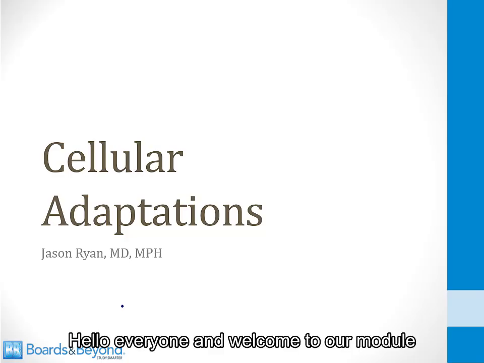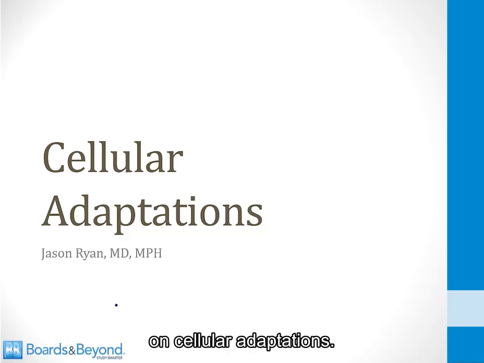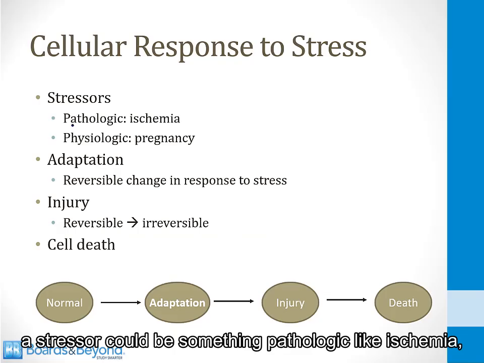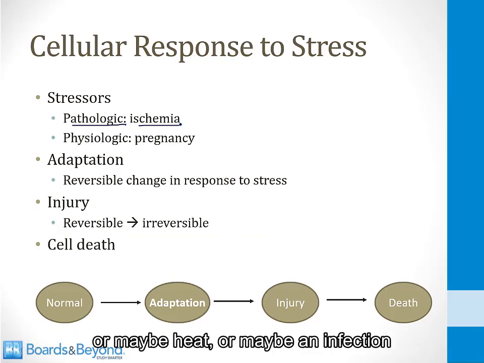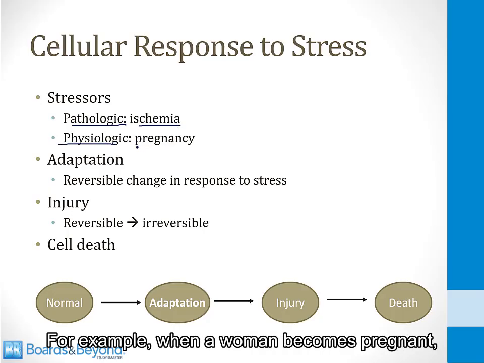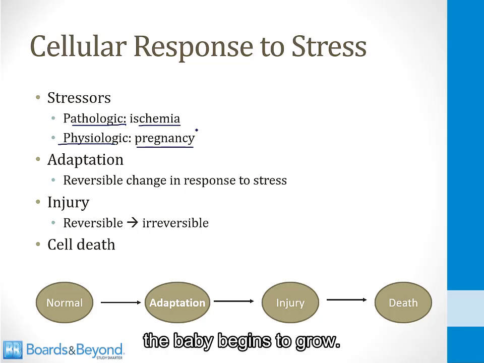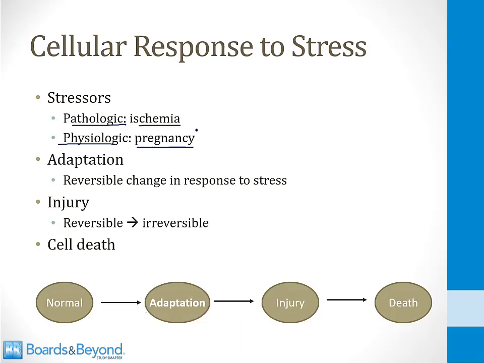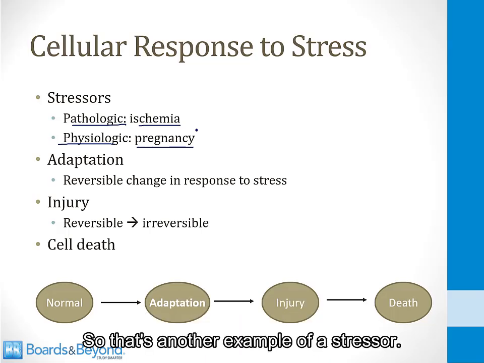Hello everyone and welcome to our module on cellular adaptations. The cells in our body are often exposed to a stressor. A stressor could be something pathologic like ischemia or maybe heat or maybe an infection, or a stressor could be something physiologic. For example, when a woman becomes pregnant, the baby begins to grow and that changes hemodynamics, that adds a new structure in the abdomen. So that's another example of a stressor, although it's not a disease state.